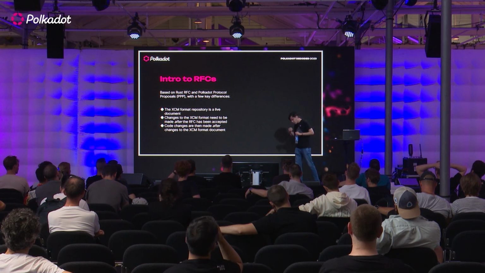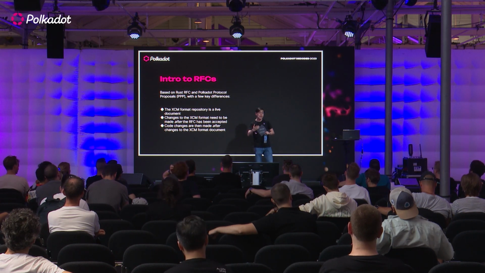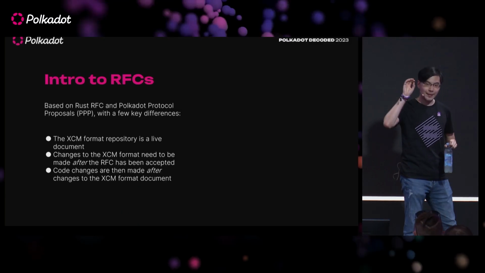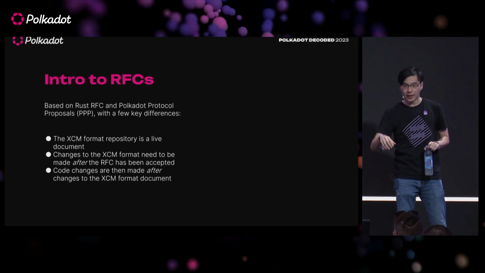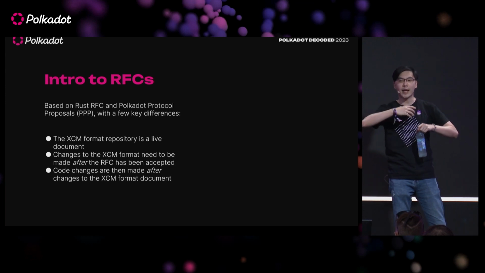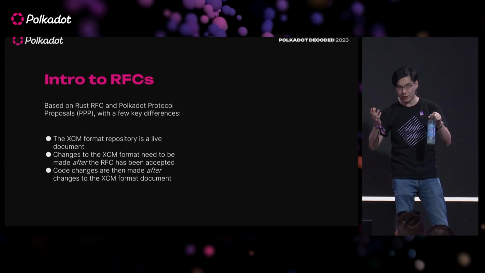And so let's move on to the few key differences that we have with the Rust RFC process or the Polkadot protocol proposals process. First one here is, as I mentioned, the XCM format is a live document. The way in which you can understand a live document is this. At any moment in time, you can take a snapshot, and it will describe everything down to a T, and it will be pretty much correct and complete.